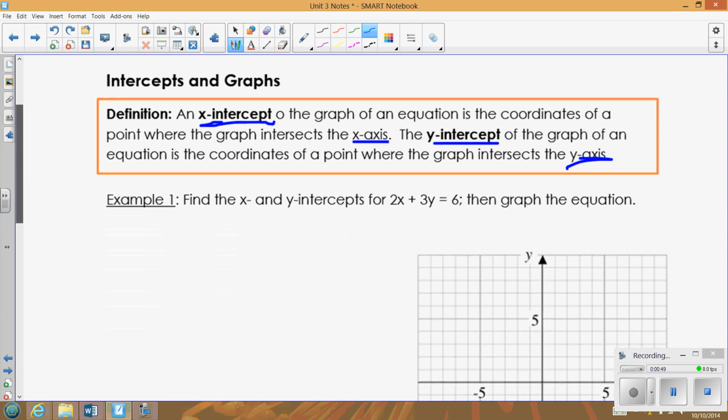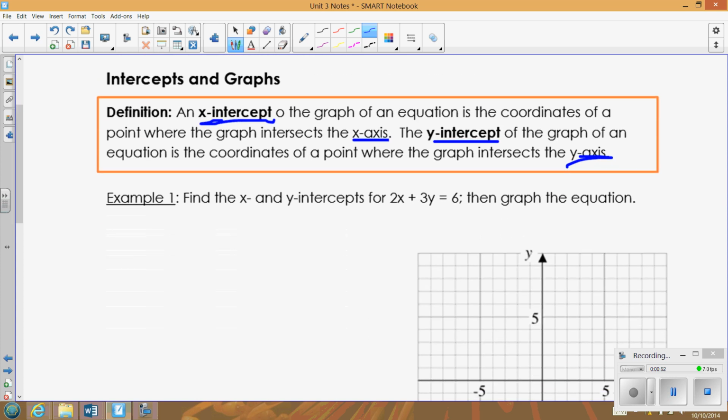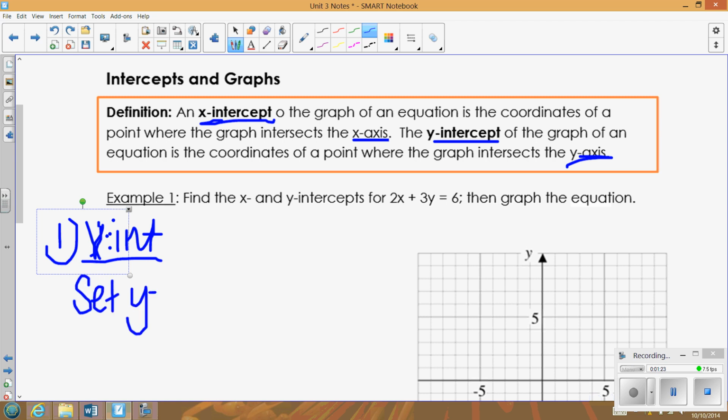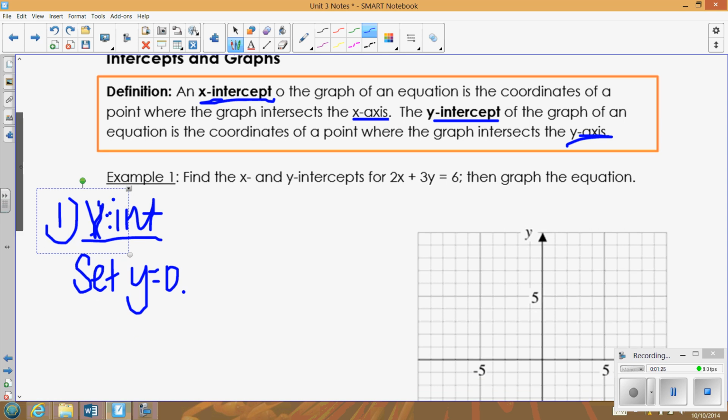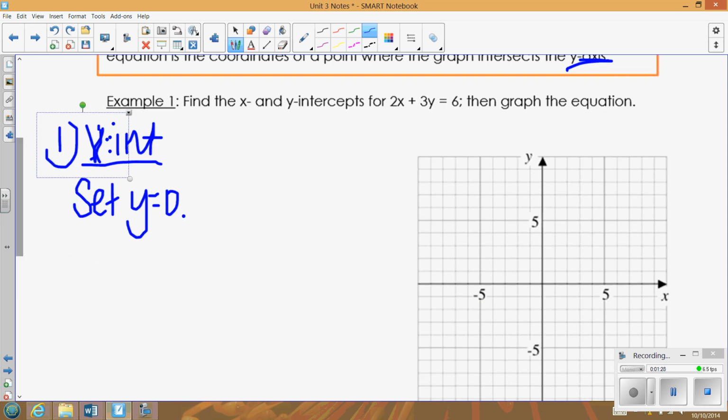So let's look at an example. Find the x and y-intercepts for this equation, 2x plus 3y equals 6, and then we're going to graph it. So if you're ever trying to find the x-intercept, what that really means is you want y to equal 0. Because the x-intercept is on the x-axis, and any point on the x-axis is when y equals 0. So that means you're going to set y equal to 0. And that's always the case. For any type of equation that you want to find the x-intercept, you set y equal to 0.